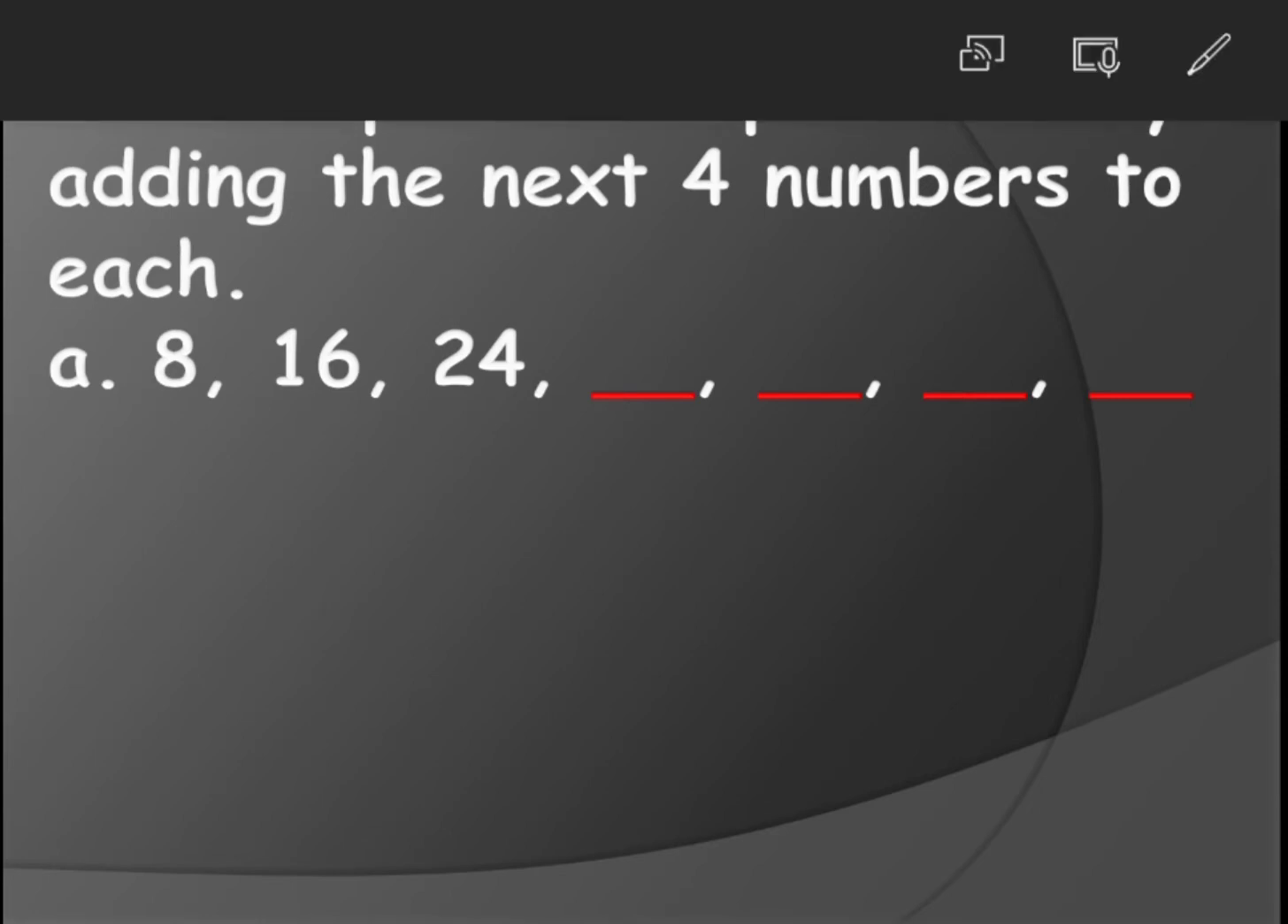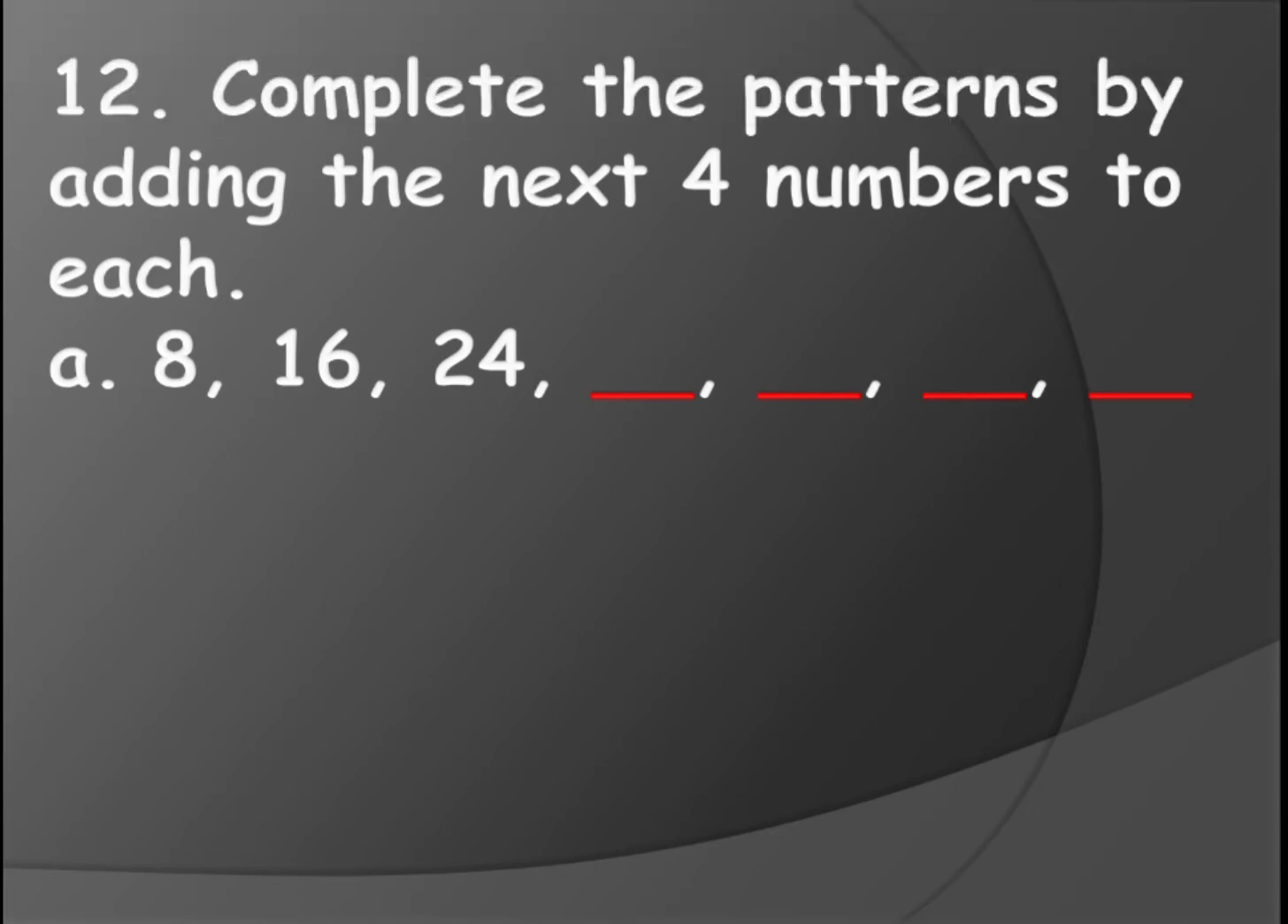So for this 24, if you add 8, then you can write the next number, isn't it? So 24 plus 8 will give us 32. And for 32, if you add 8, that becomes 40. Yes. So for this 40, if you add 8 again, that becomes 48. And for this 48, if you add again 8, then you will get 56.